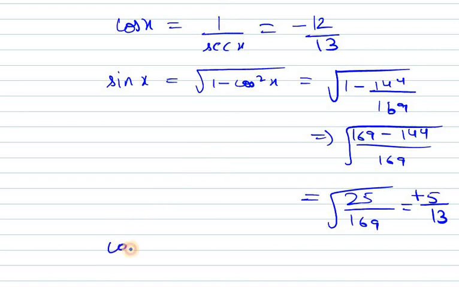Now we have to find cosec x. Cosec x is 1 over sin x, equal to 13 over 5. So this is your answer for question number 5.